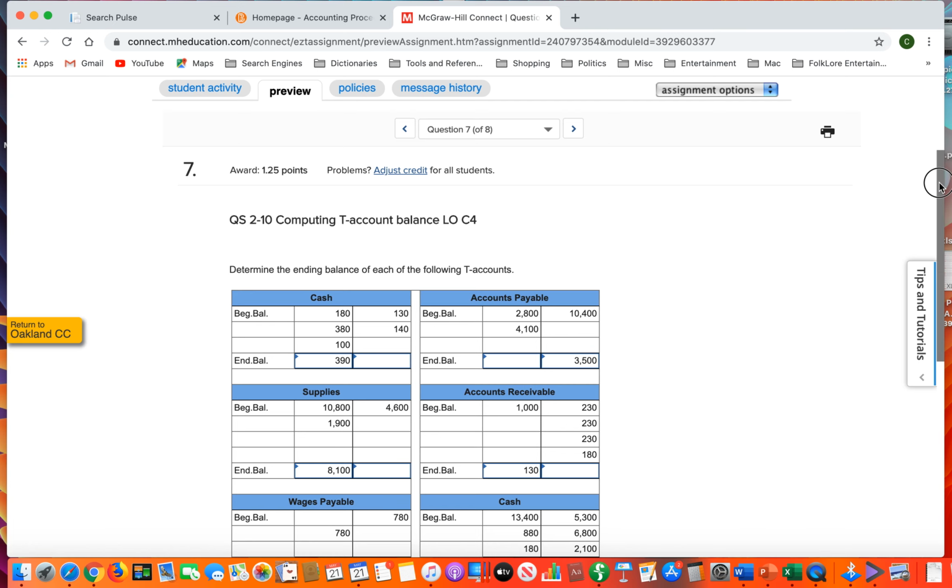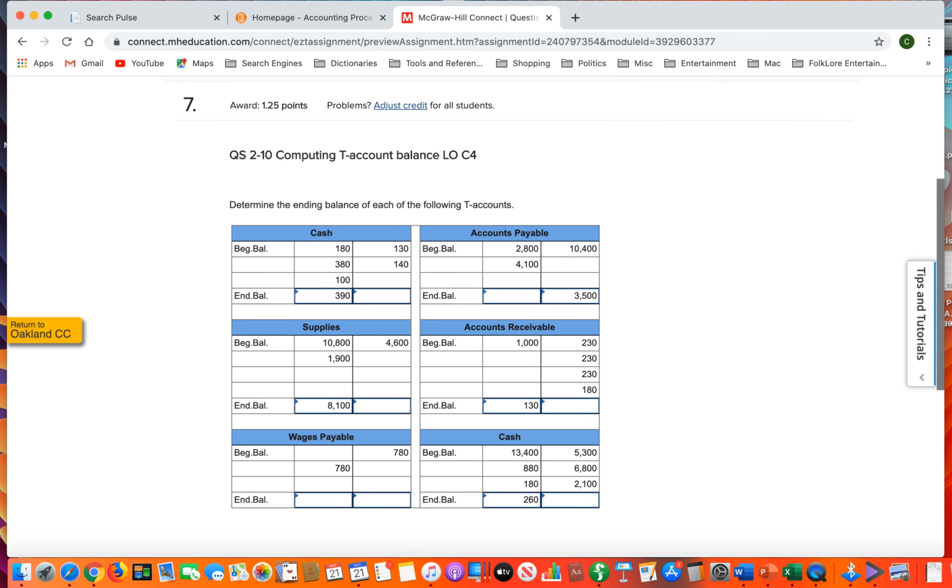Again, I like this. Here we have T accounts, right? You have the debit side and the credit side. You add up all your debits, add up all your credits, and subtract one from the other. And since there are more debits, the balance goes on the debit side. Look here, on accounts payable, you have this much credit, 10,400. Then these two are the debits. Well, you add up these two debits, subtract them from the credit, and that's your balance right there.